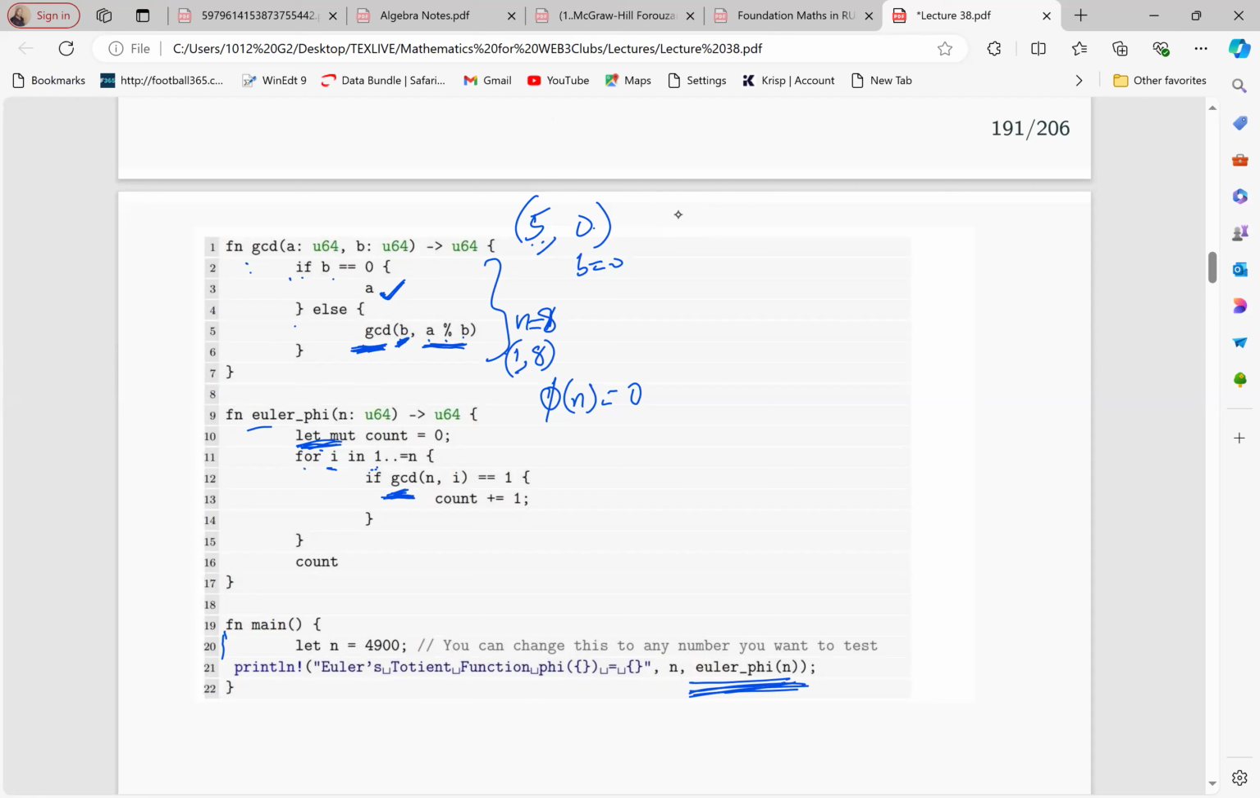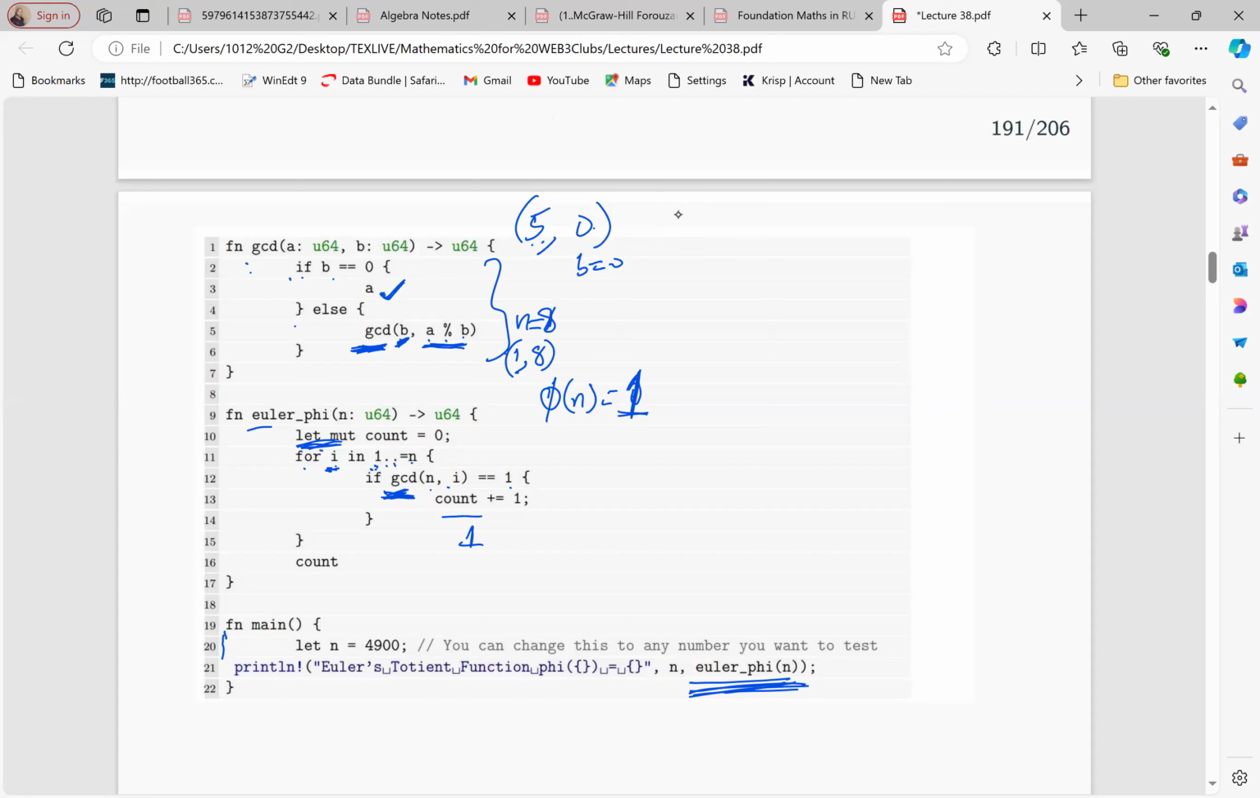So it moves with i from 1 to n, where i could be 1, 2, 3, all the way up to n. Then it checks the GCD. If the GCD of this i and n is 1, it makes the first count. So what was 0 now changes to 1.